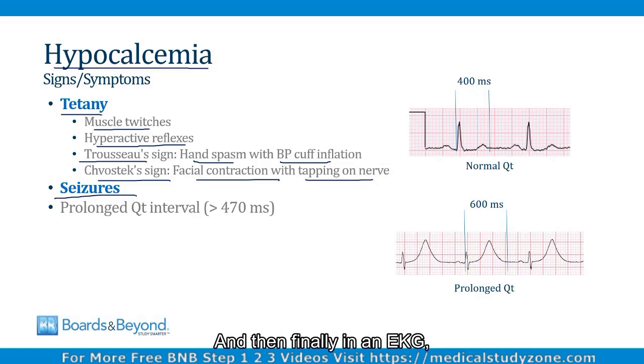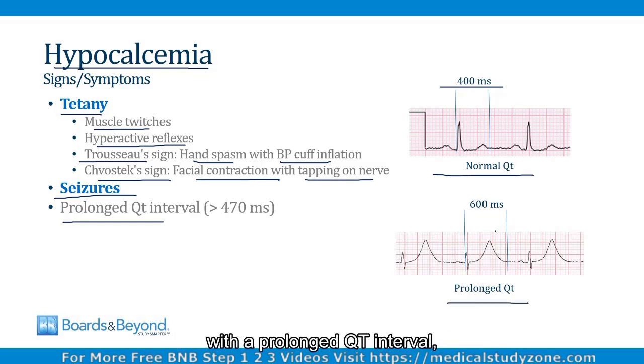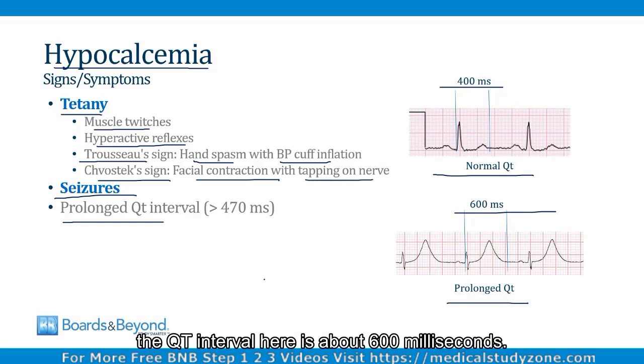And then finally on the EKG, hypocalcemia will prolong the QT interval. So at the top of the screen is an example of a normal QT interval, which is anything under about 470 milliseconds, and this one here is about 400 milliseconds. At the bottom of the screen is a patient with a prolonged QT interval. The QT interval here is about 600 milliseconds.